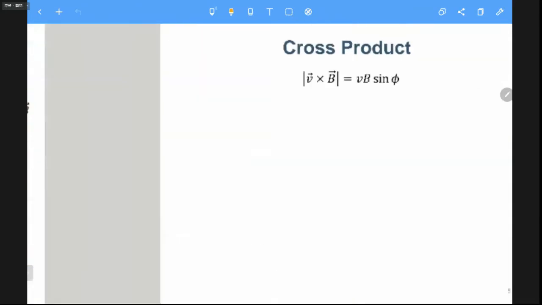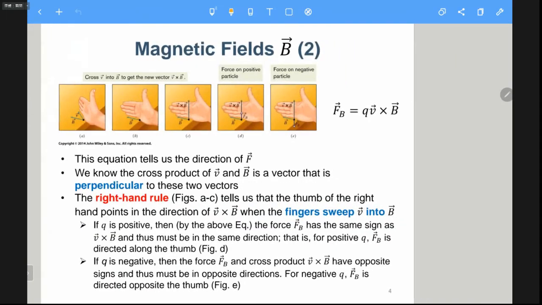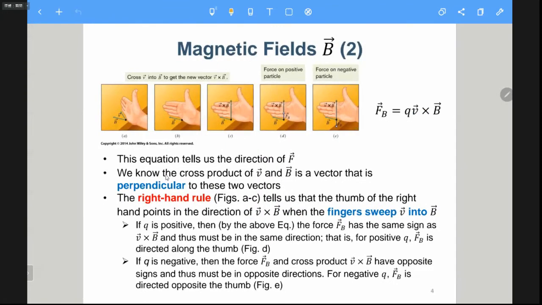So maybe let's talk about the cross product first, the direction of the cross product. If you forgot what the cross product is, we will always use the right-hand rule. Or in short form, I sometimes will write it as RHR. So V cross B gives the new vector V cross B.